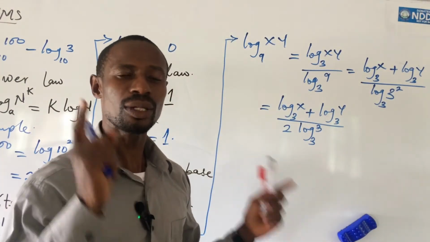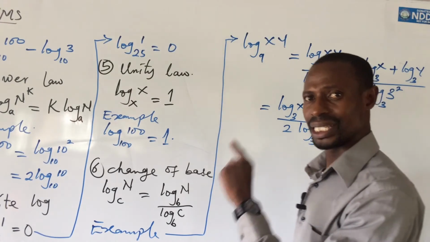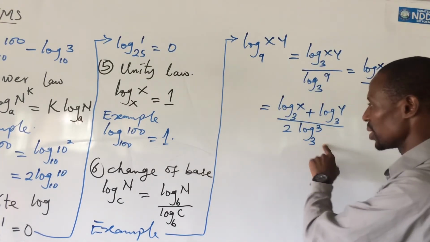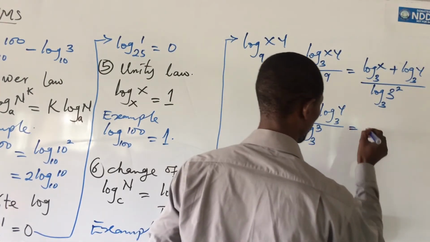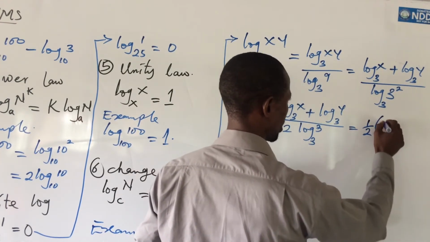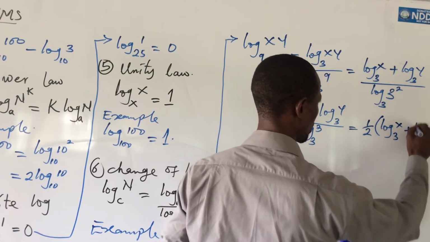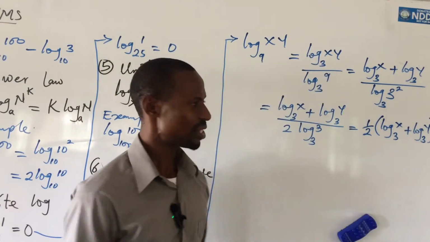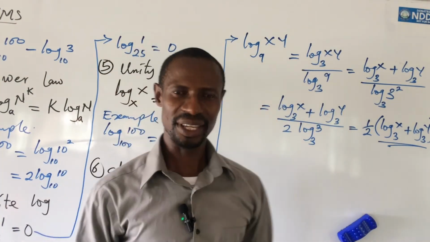Now we have already looked at the log of a number to its own base, which is the unity law. We apply it here, so this will give us 1, and 1 times 2 will give us 2. So this expression will end up giving us 1 all over 2 bracket log x to base 3 plus log y to base 3, close bracket. So this is the final solution to this example.